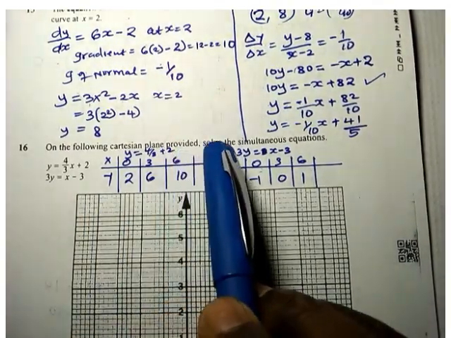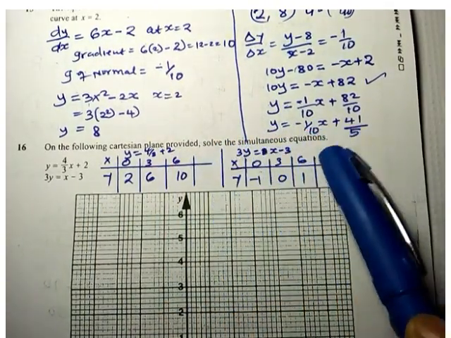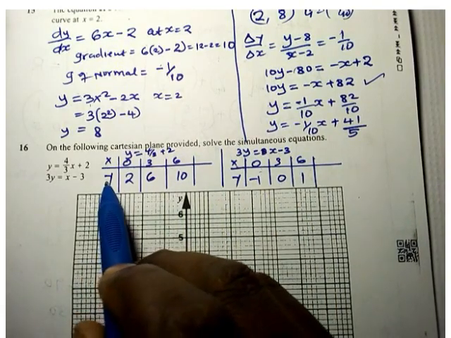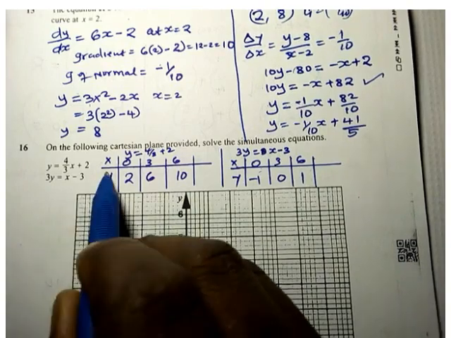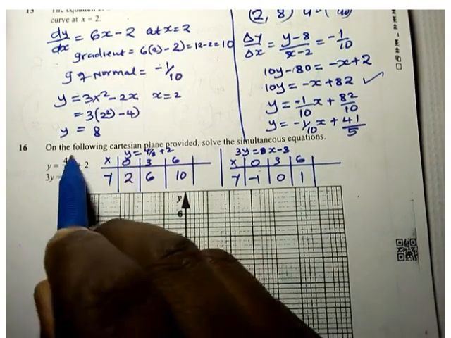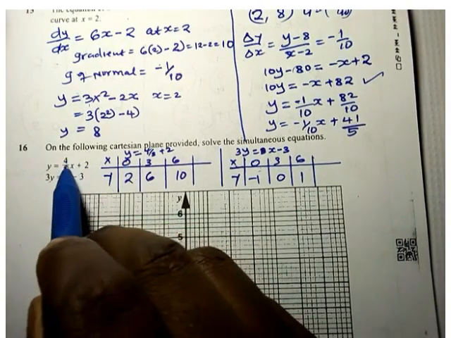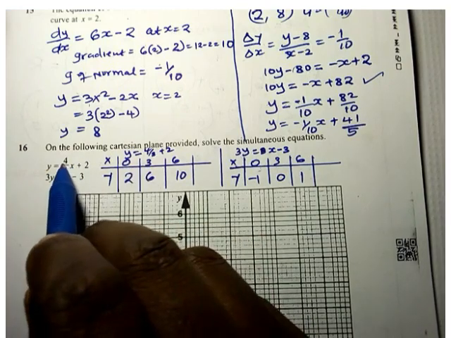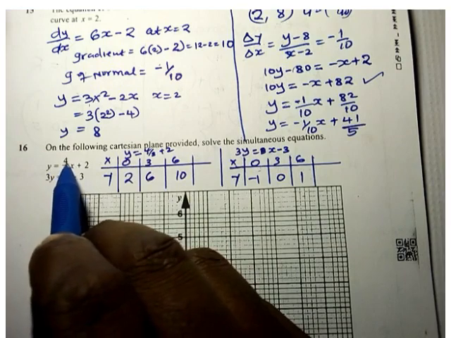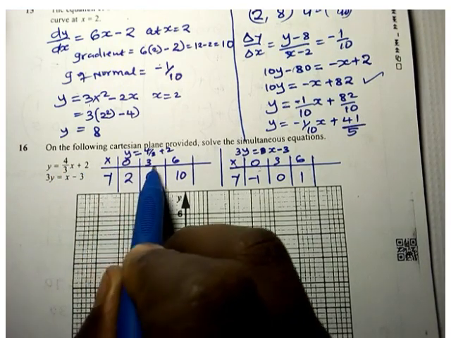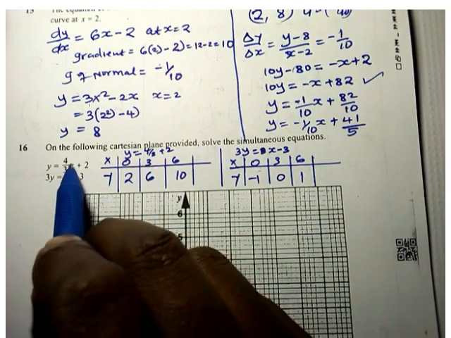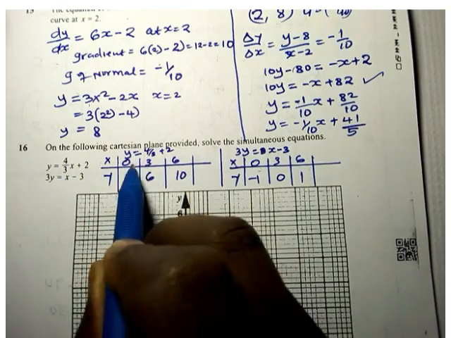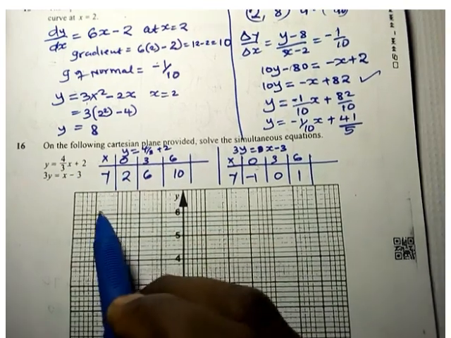On the Cartesian plane provided, solve the simultaneous equations. For you to solve this, you must prepare the values of y and the coordinates that you are going to use. So I have prepared: when x is 0, y is 2. When x is 3, it's going to be 4 plus 2, which is 6. When x is 6, this is 8 plus 2, that is 10. These coordinates must be easy. You can use different ones so long as you calculate well.